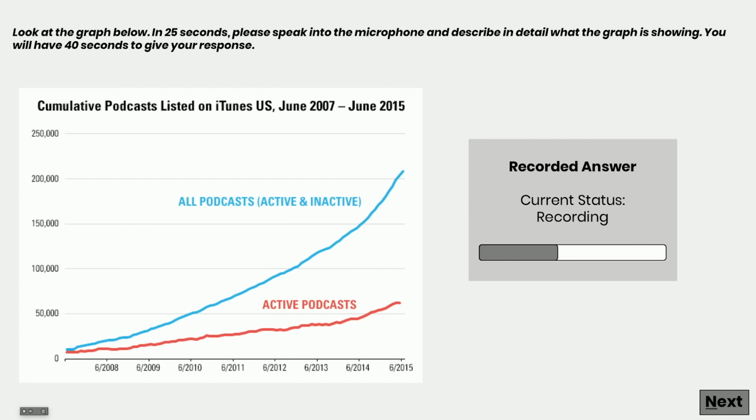As we can see, there was slow, steady growth of both active and inactive podcasts across the time period, but there is quite a big distinction between the number of active podcasts and the number of inactive podcasts. In 2015, there was obviously the most podcasts listened to.